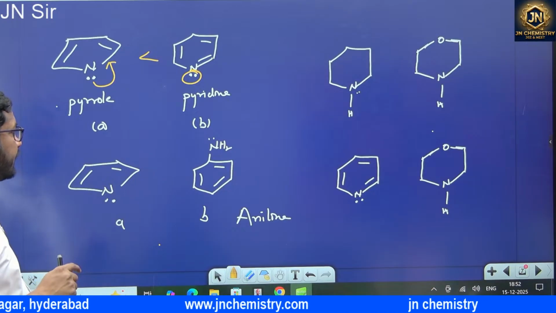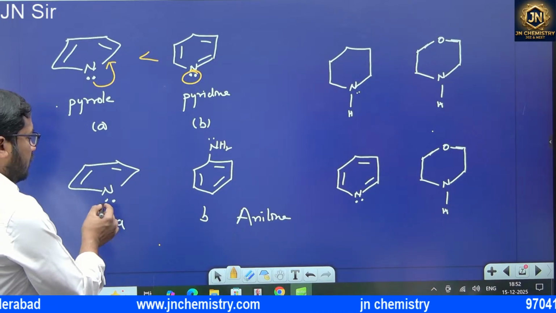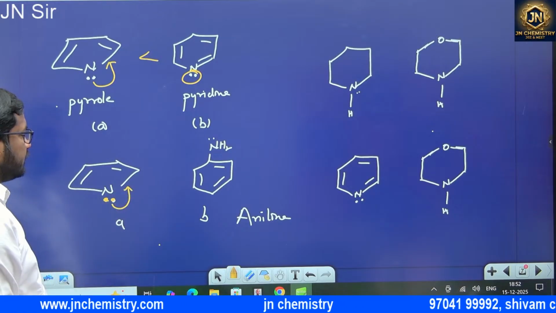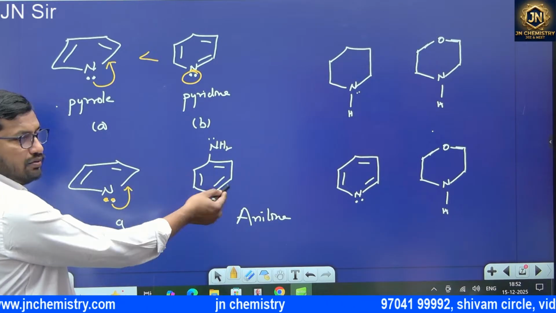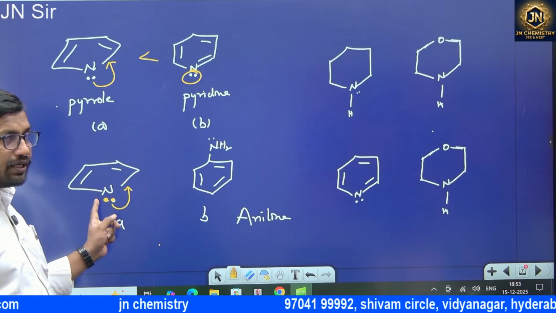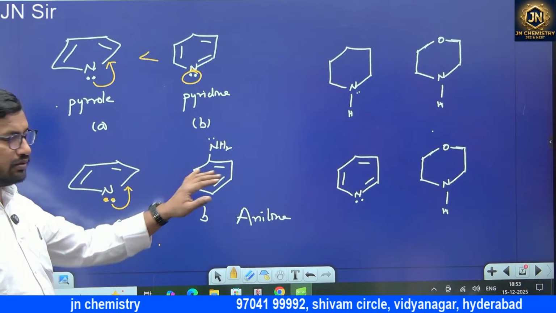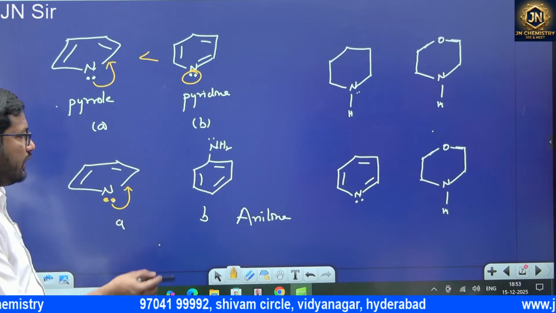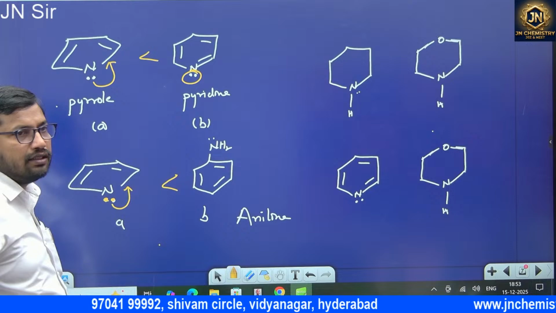Then in case of the second case, obviously this lone pair is participating in the resonance, and even though here also the lone pair is participating in the resonance, because of this lone pair the compound is aromatic. Without this donating, it's already aromatic, right? So aniline is more basic than pyrrole.